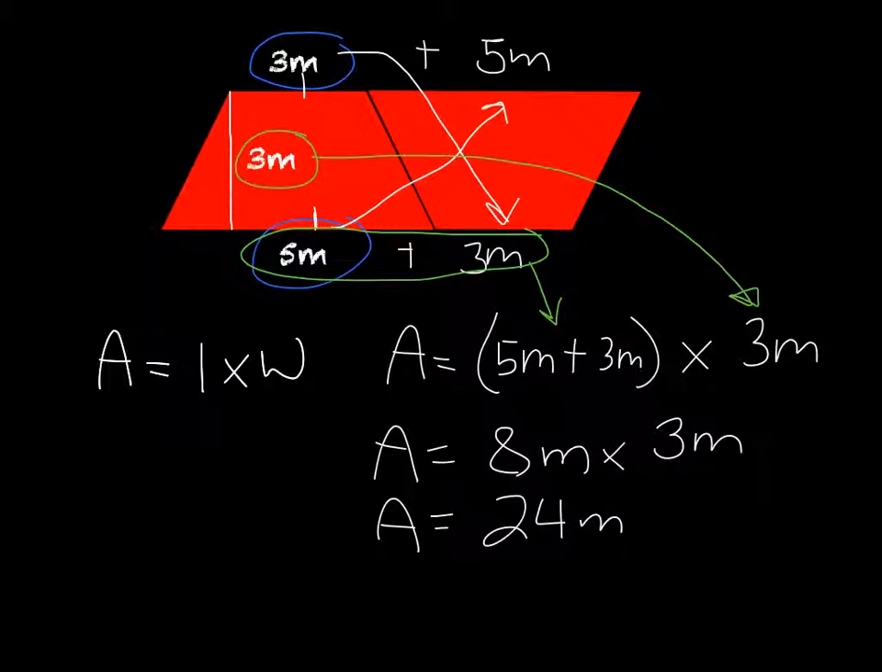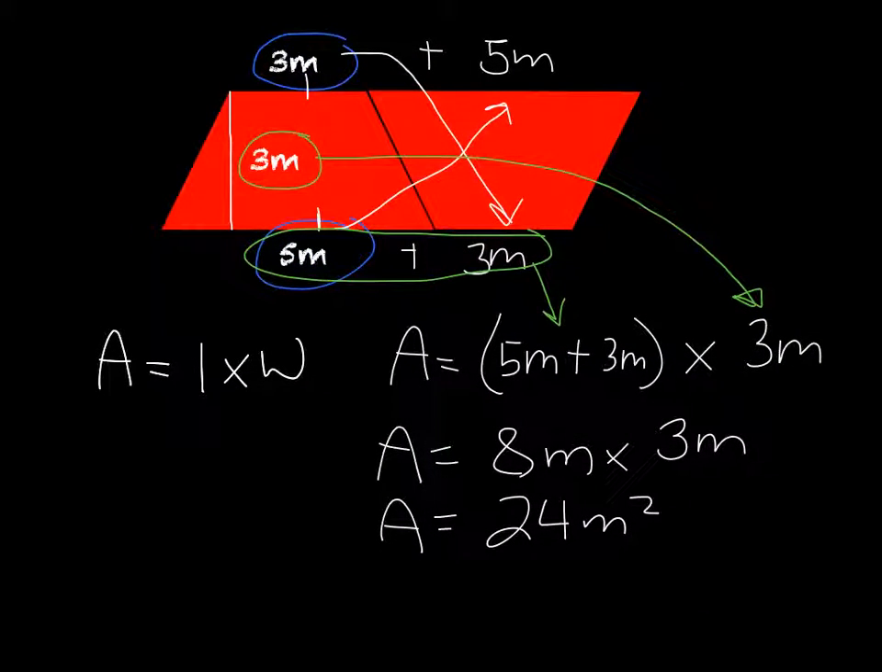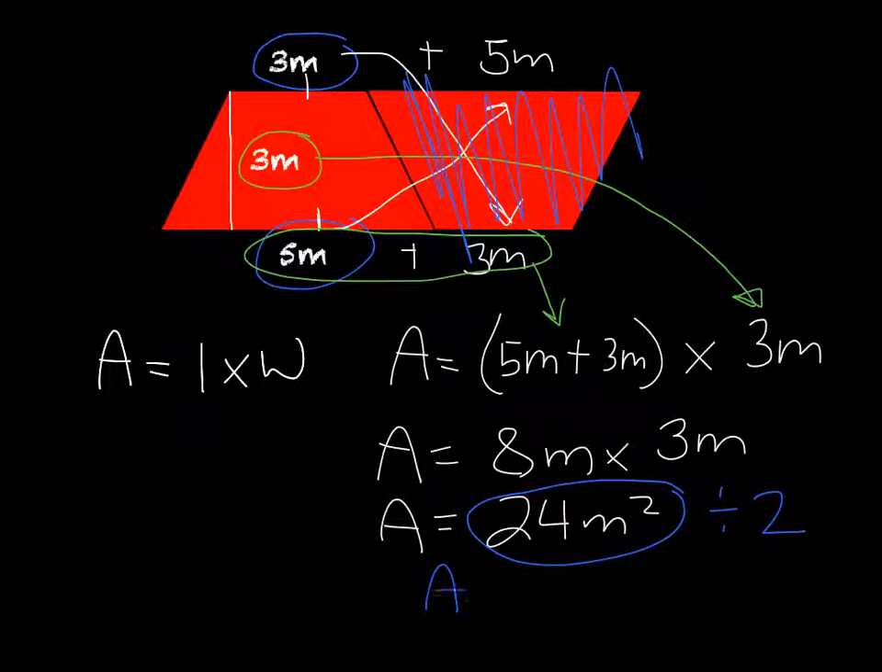24 square meters. Now there's one important thing that I still need to do. I just found the area of a parallelogram. But remember, what I wanted to do was to find the area of simply one trapezoid. So what do I need to do? Well, I need to get rid of this trapezoid right here. And since the two trapezoids are exactly the same, I need to take this number, 24 square meters, and divide it by 2. So my final area of my trapezoid is going to be 12 meters squared.